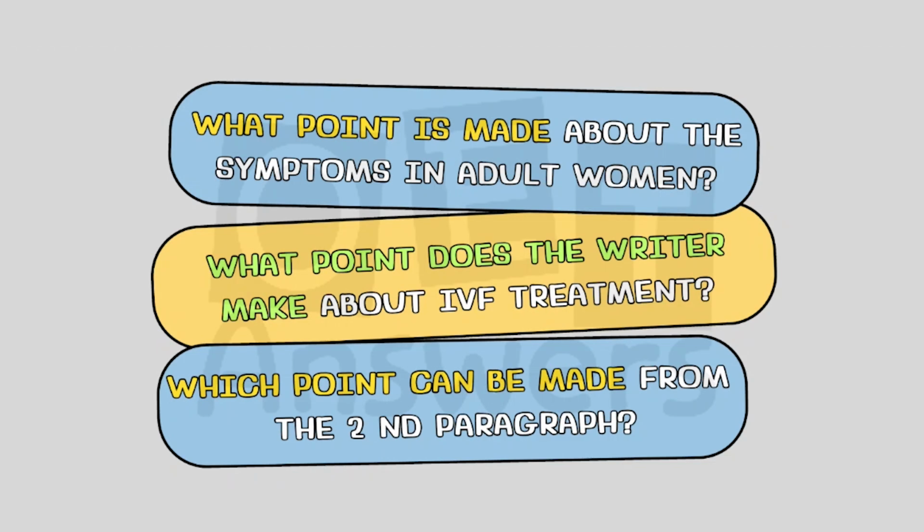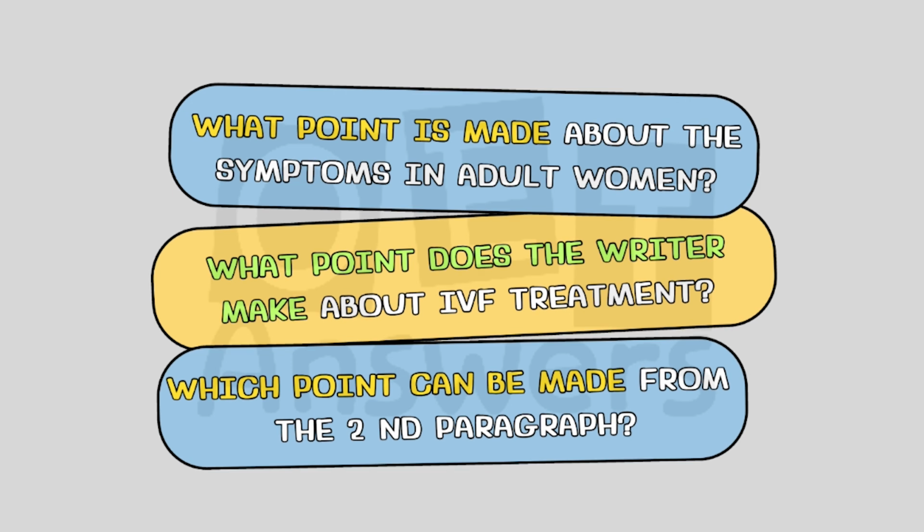In this video, we are going to discuss comprehension type questions, especially those which come in the reading subtest. In Part C, you can see 2 to 4 questions like "What point is made?" We will see about it in detail throughout this video. First, you can see 3 different questions.